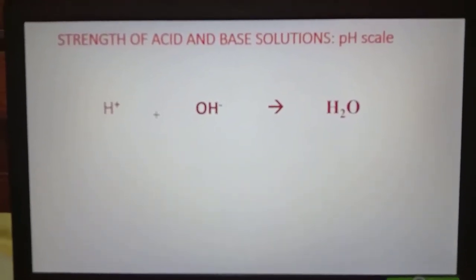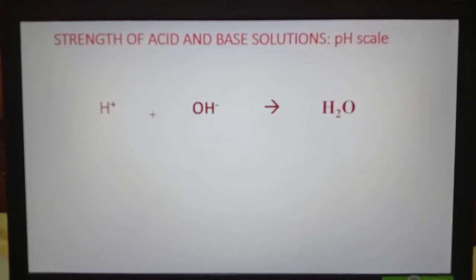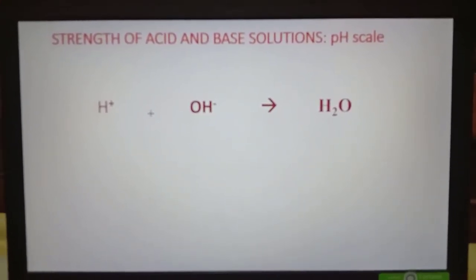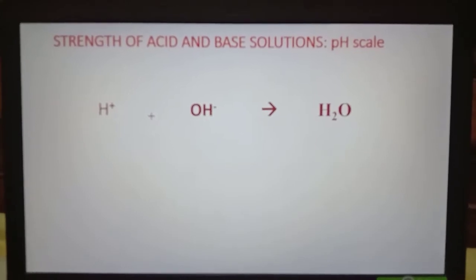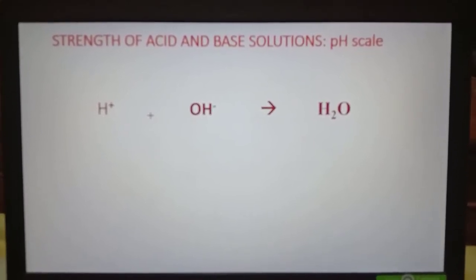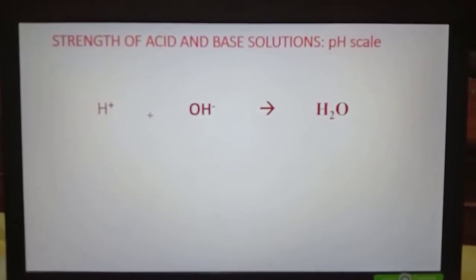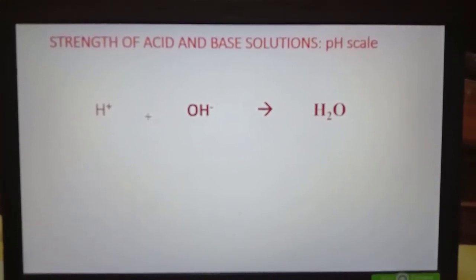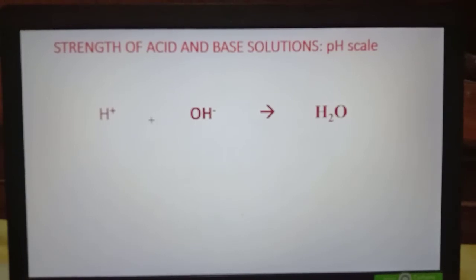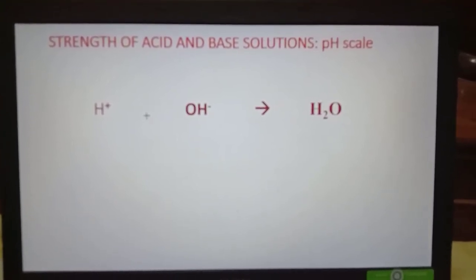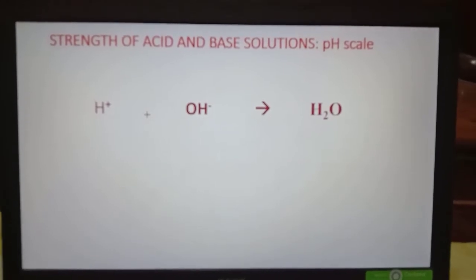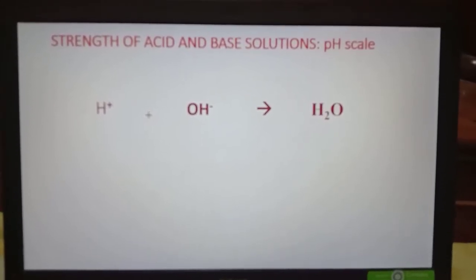Hello children, last time we learned about acids, bases and their properties. We also learned about the types of acid and types of base: strong acid, strong base, weak acid and weak base. Now we are going to learn how strong an acid or a base is.